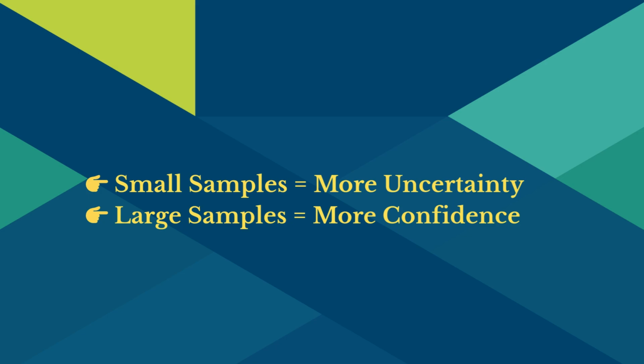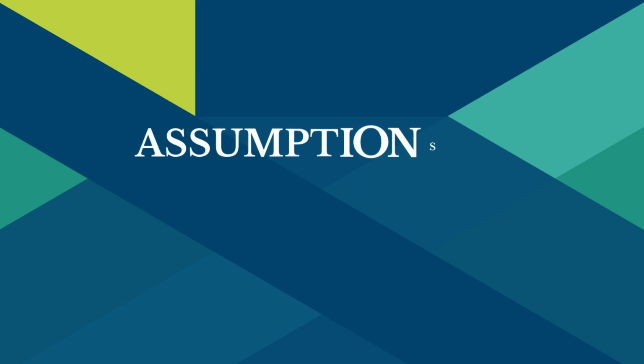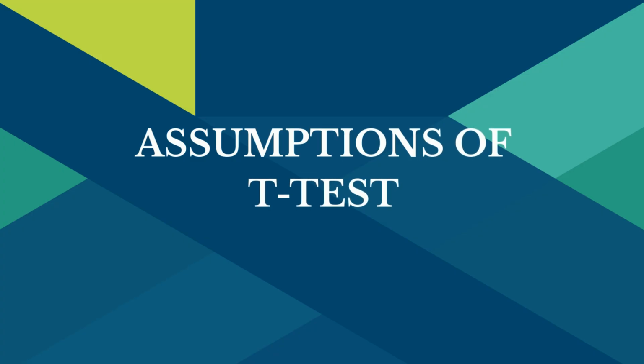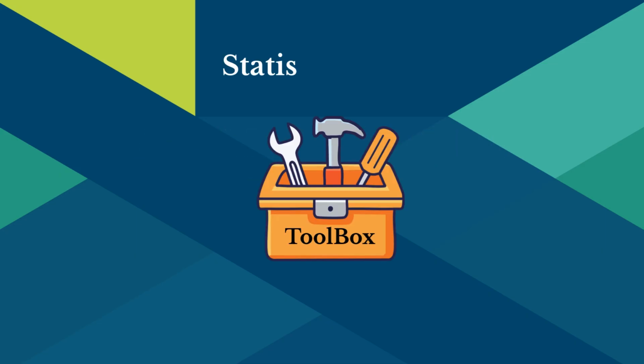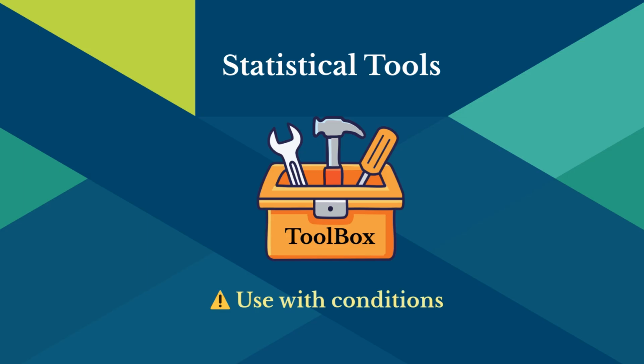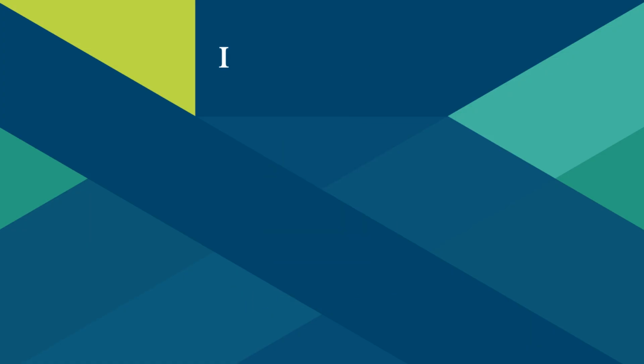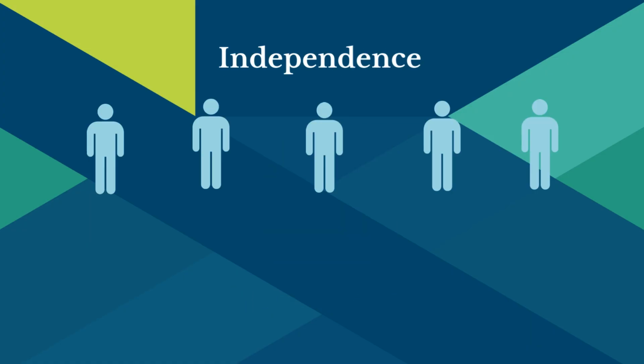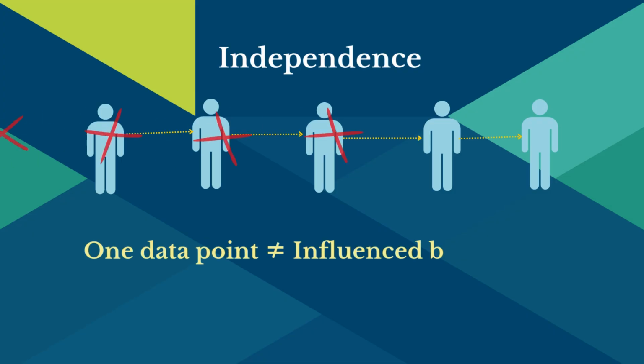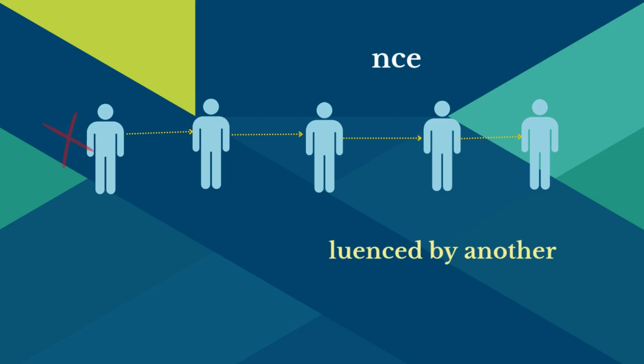But even with a good sample size, the t-test doesn't work blindly. Before trusting the result of any t-test, we need to pause and ask one question. Are we allowed to use a t-test in the first place? Like any statistical tool, the t-test comes with assumptions. It is powerful, but only when used correctly. The main assumptions are: first, independence. Each observation should be independent of the others. One person's result should not influence another's.